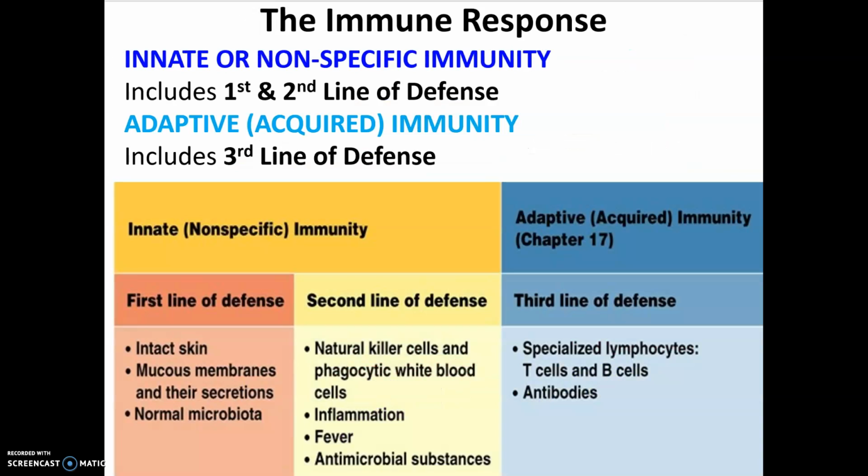Okay, so this is another table summarizing what was on the last slide. Again, we've got our first, second, and third line of defenses. The first line: intact skin, mucous membranes, and normal microbiota. The second line, we've got our natural killer cells, inflammation, fever, and antimicrobial substances. Those are the complement proteins we talked about. And in our third line, we have specialized T cells and B cells, and we have antibodies.